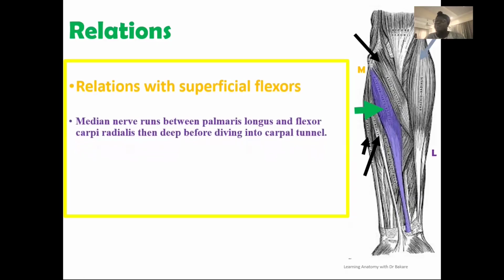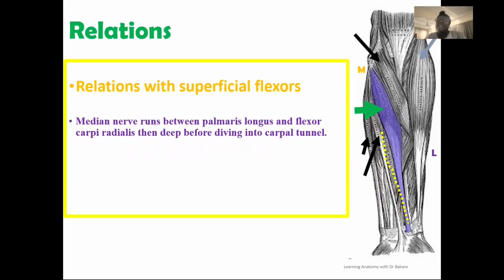If we go back to our previous lecture on the palmaris longus, in that lecture we described that the median nerve is located or seen between the palmaris longus and also the flexor carpi radialis. This is where we have the palmaris longus, and this is where we have the flexor carpi radialis. So you see the median nerve passing in between these two muscles. Then if you go more distally, you see that the median nerve is then seen to be positioned deep to the flexor carpi radialis. And this is what is projected here in this image.